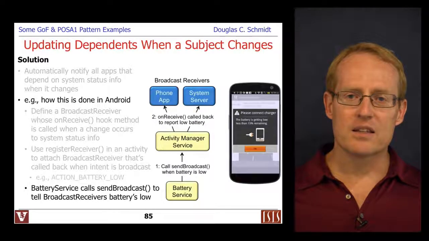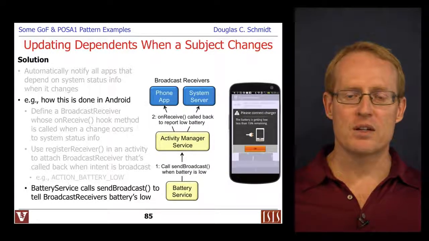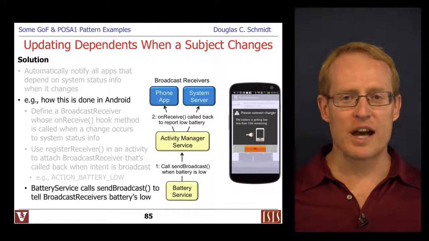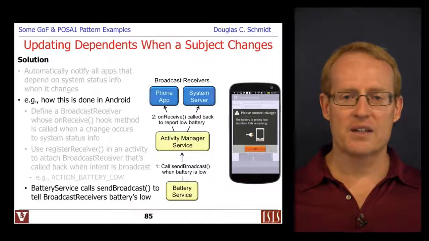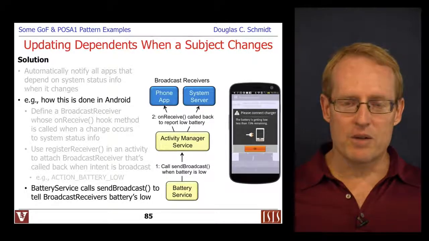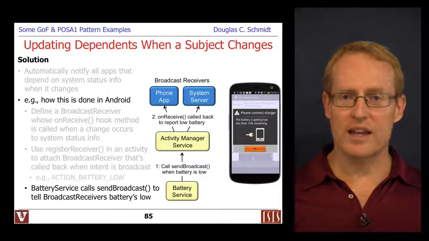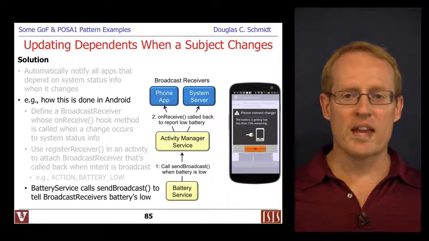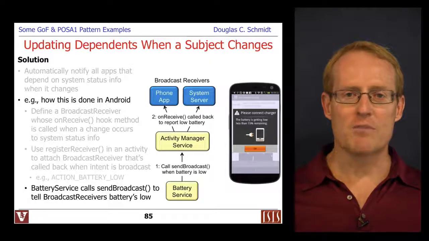And finally, a service that's part of the Android infrastructure called the battery service coordinates with the hardware, and when it detects the battery has gotten low on power, it broadcasts an intent that says the battery power is low. And the Android Activity Manager service then turns around and delivers that intent to all the interested broadcast receivers by arranging to have their onReceive methods called back.